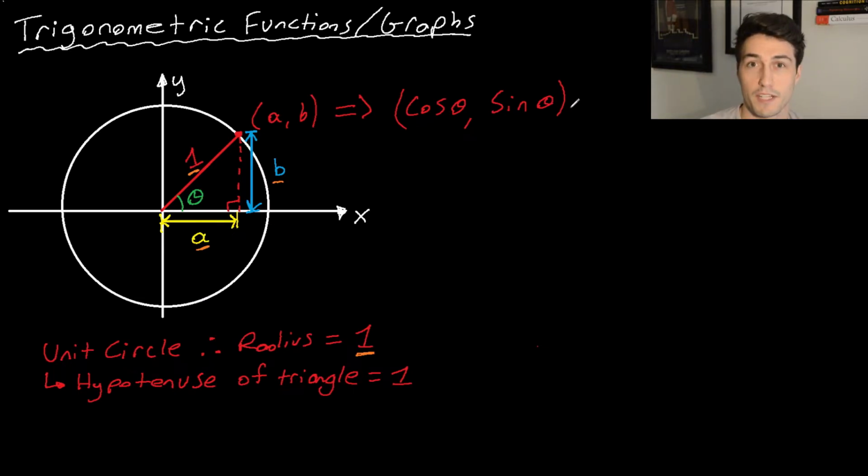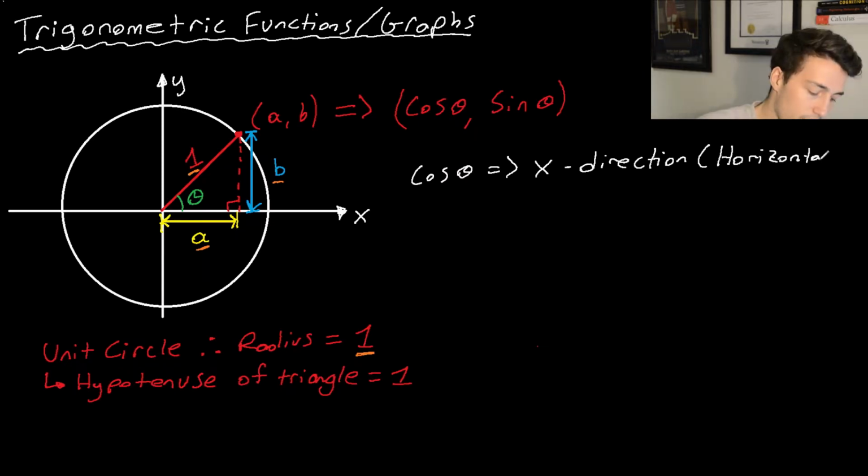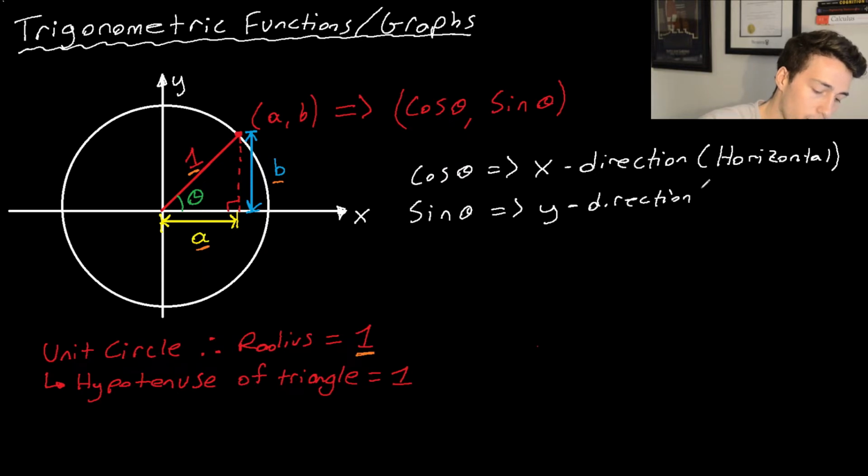So if this point can be expressed as cos theta, sine theta, I can say that cos theta is responsible for the x direction or horizontal direction. And sine of theta can represent the y direction, which is also known as the vertical direction.